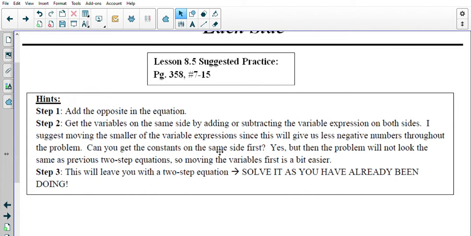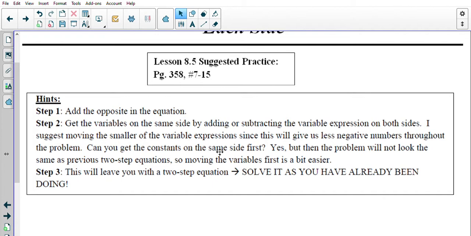Can you get the constants on the same side first instead of moving the variables? You can. The reason why I don't suggest doing that is the problem won't look the same as previous two-step equations. So I think if you move the variables first, basically after that one step, you end up with a two-step equation, which we're used to solving. Kind of like when we did two-step equations, you do your first step, and then that second step looks a lot like what you had seen when we did the one-step equations.